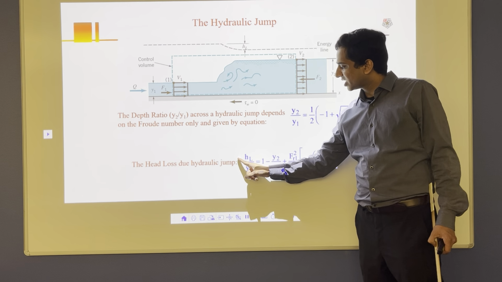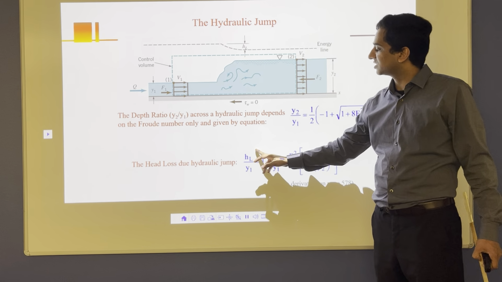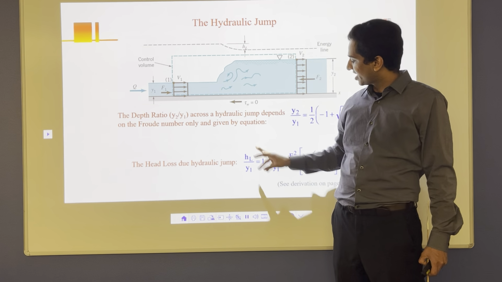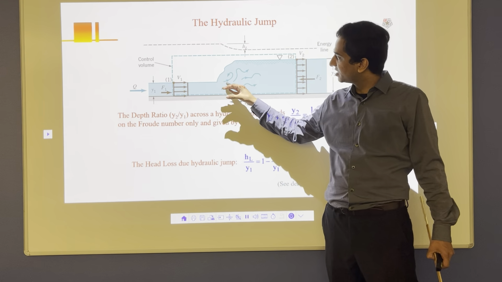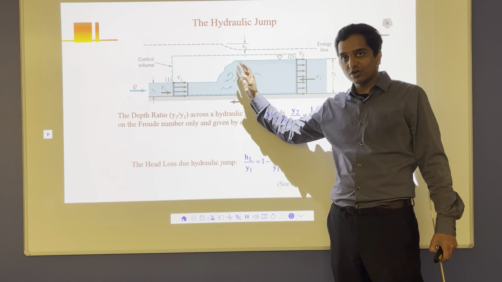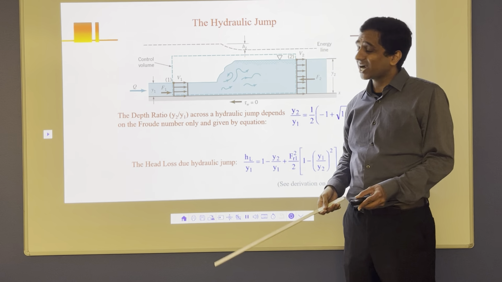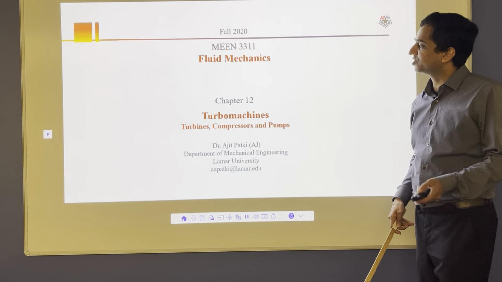Then you can calculate head loss. Once you know the height, you can calculate head loss by using this formula. So all you need to know now is what the height is here, what the height is here, and then how much head, how much energy you are losing throughout the flow. You can use this one and try to find out. And that's your hydraulic jump, and that's what we did in chapter 10.